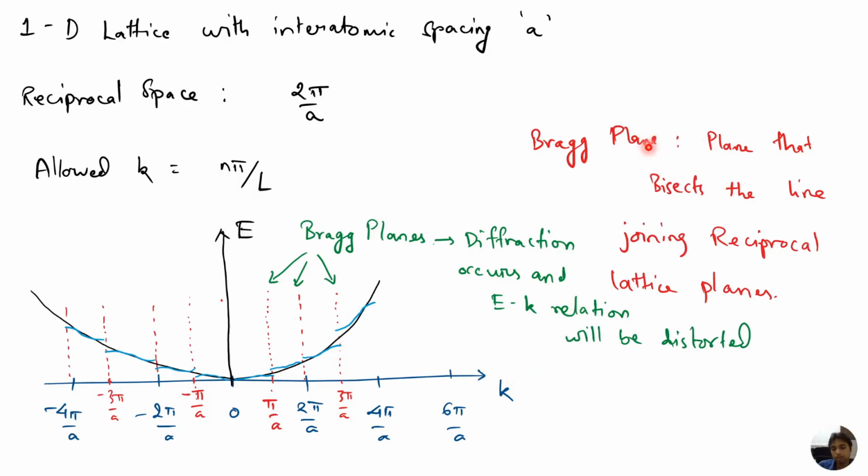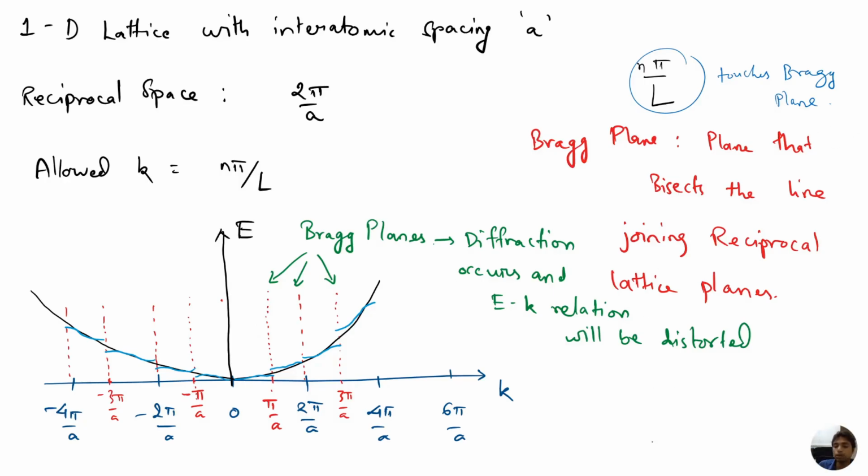Now the thing is that whenever your electron wave vector, what is the electron wave vector? It is given by nπ/L. So whenever nπ/L is near 2π/a, so when this nπ/L touches a Bragg plane, then diffraction will occur.